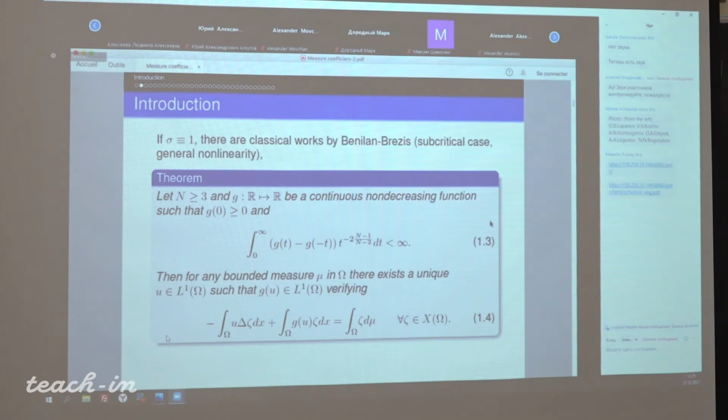You will see that it is rather natural to have this type of integral condition. It is a sufficient condition, but it will come from the construction that we'll see in the case where there is a measure. It's very natural, and I think it was a great discovery of Benilan and Brezis to have this type of condition.